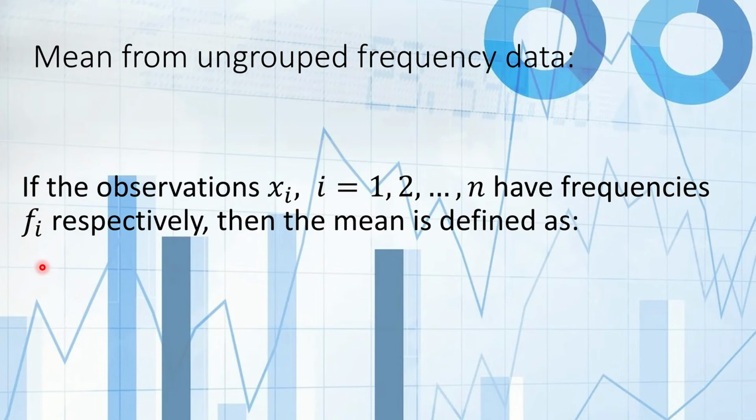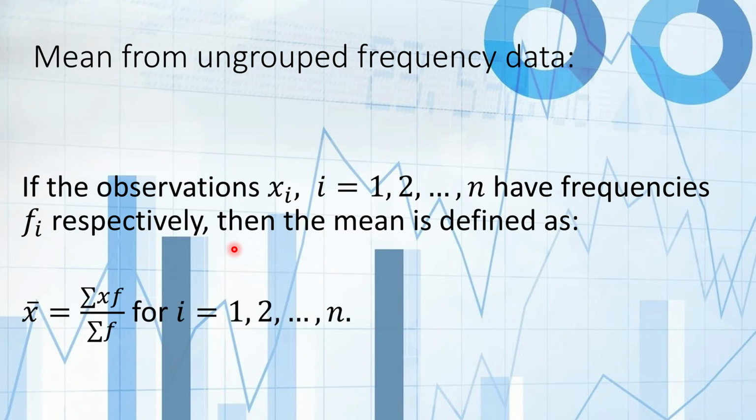So fi would be considered as the weights of these xi, which makes it a weighted mean. You simply multiply every observation with the corresponding frequency and divide by the sum of frequencies, keeping in mind that sigma f, the sum of all frequencies, is n. So summation xf means multiplying every observation with its frequency, adding them, and dividing by the sum of frequencies. That gives you the mean of ungrouped frequency data.